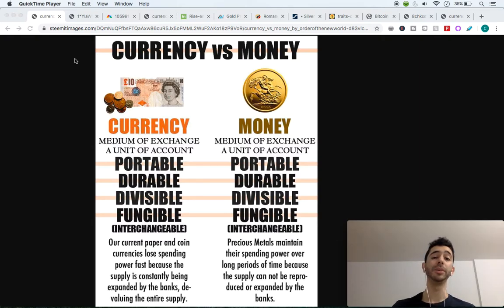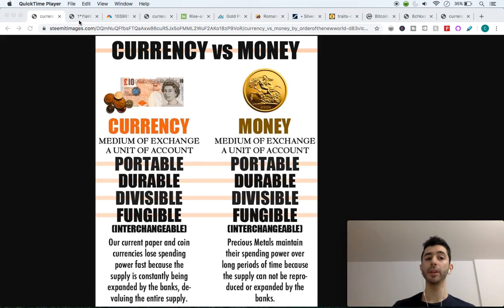It also needs to be durable, meaning that it's not easily destroyed. It needs to be divisible so that you can break it down into smaller units, and it needs to be fungible, meaning that it's interchangeable. So 1 equals 1. For example, a $1 bill can be traded for a $1 bill, or 1 ounce of gold can be traded for 1 ounce of gold.